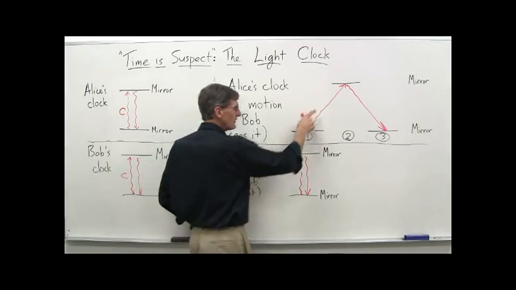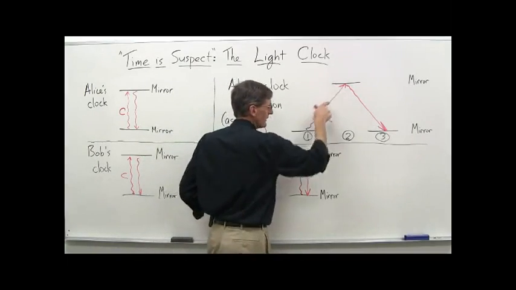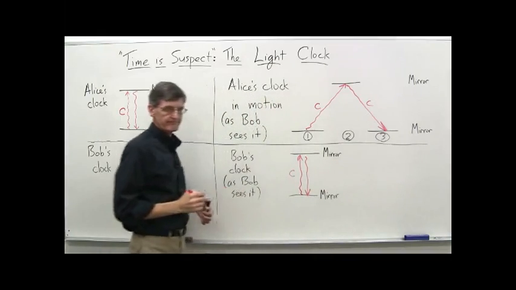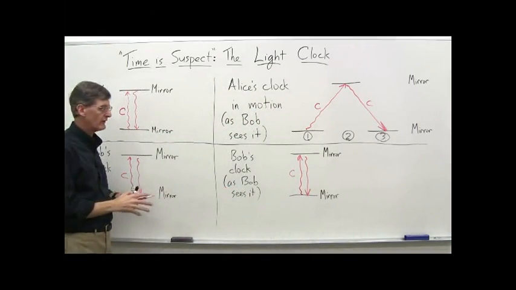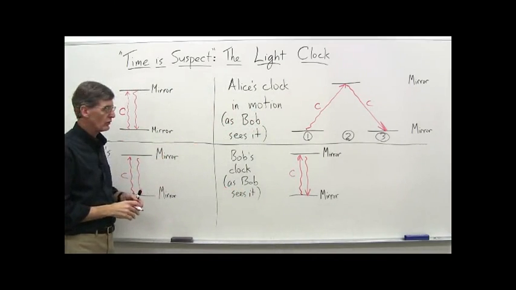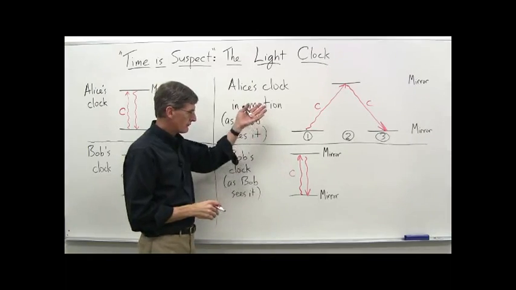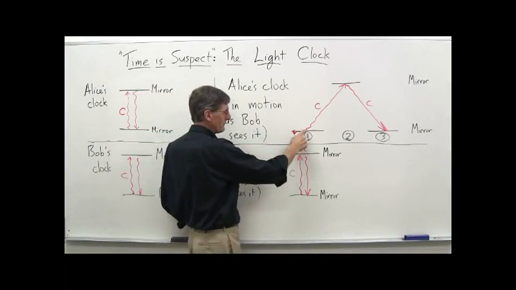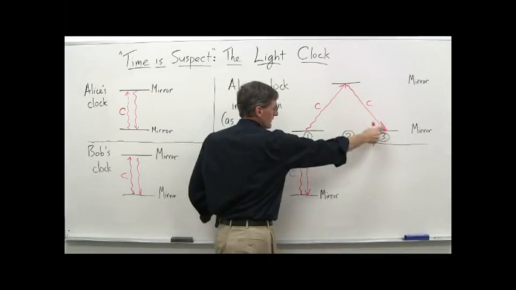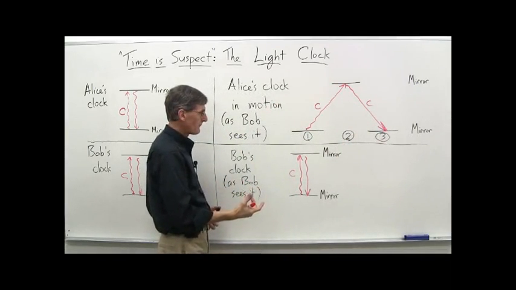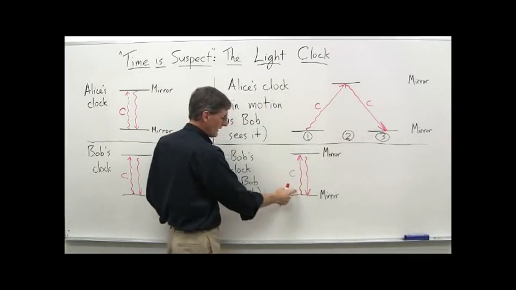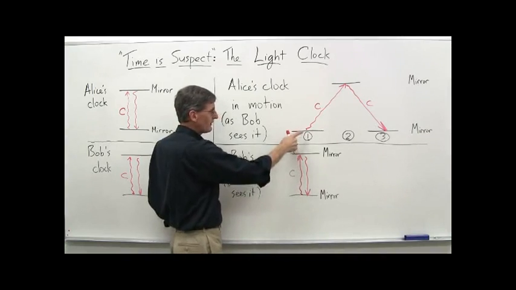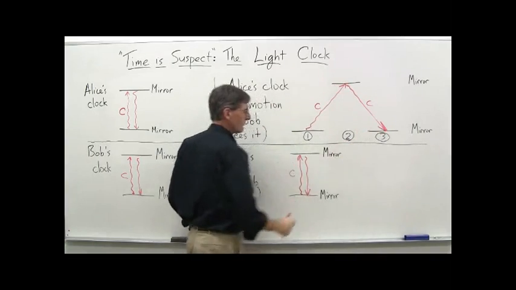So in this case, Bob sees Alice's light beam travel diagonally up and then diagonally down, but he also sees it traveling at speed c. Light always travels at speed c for any observer, no matter what direction you're going. And therefore, right off the bat, we can say that that's a longer path for Alice's light beam to get from here up to there and down again, and then the tick occurs. That's a longer path at the same speed, compared to Bob's clock here, where his light beam is just going up and down, up and down. Alice's takes longer to get there and longer to get back down again.